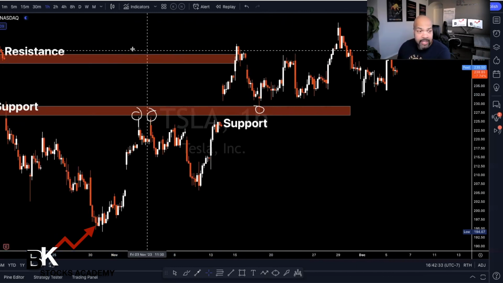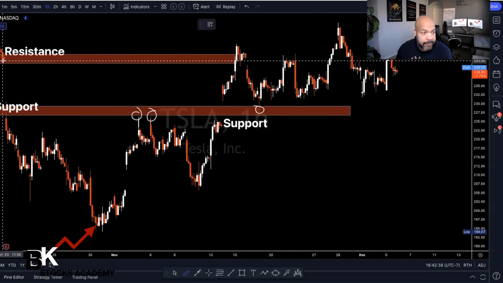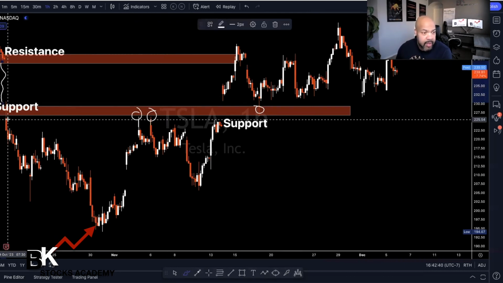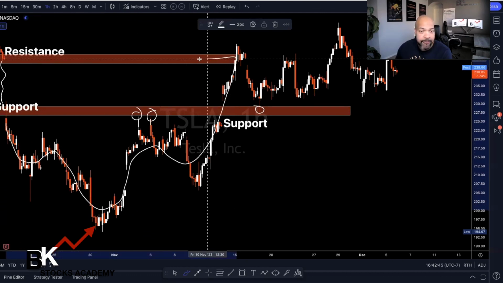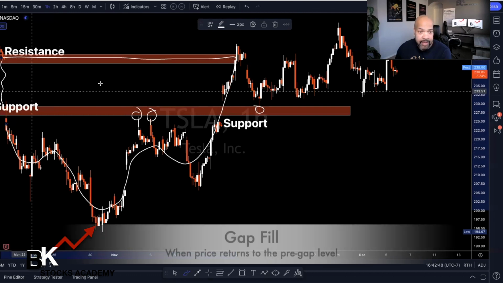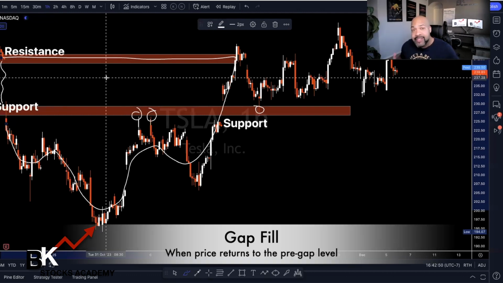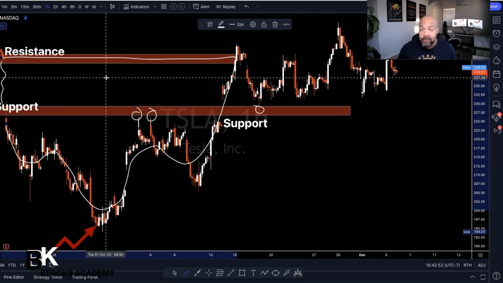And so I'm just going to clean my chart up here. Price shot to the downside. So I'm going to draw this out for you. Here's our gap down. Price did its thing. It moved and then eventually came back to fill the original gap here. So that's considered a gap fill. This is how you can trade gap ups, gap downs, and gap fills.